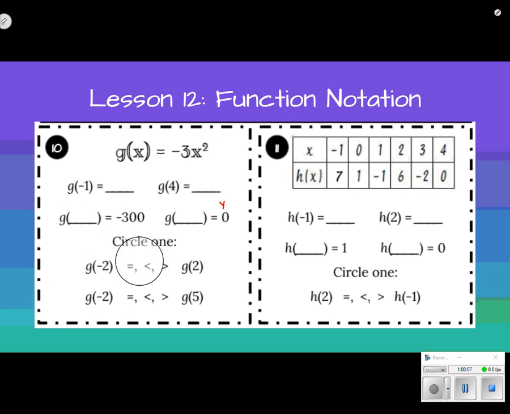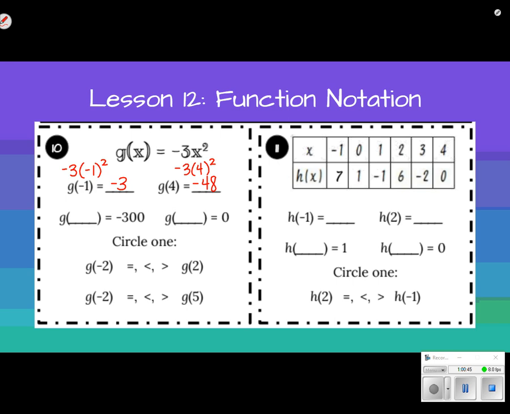So let's figure out what our values are. If they give me x is -1, I'm going to plug in -3 times -1 squared, and I'm going to go through the order of operations, or you plug it in the calculator. -1 squared is 1. 1 times -3 is -3. Let's do it again with 4. G of 4, we're going to have -3 times 4 squared. So let's go through our order of operations. 4 squared, 16. 16 times -3 is -48.